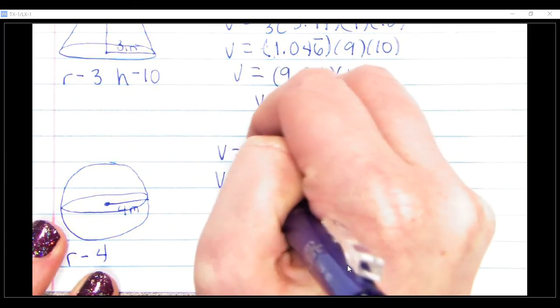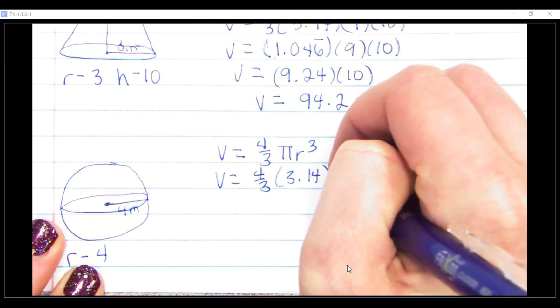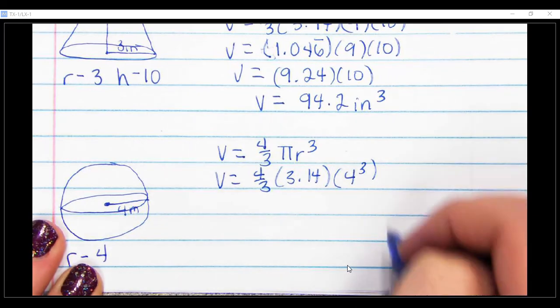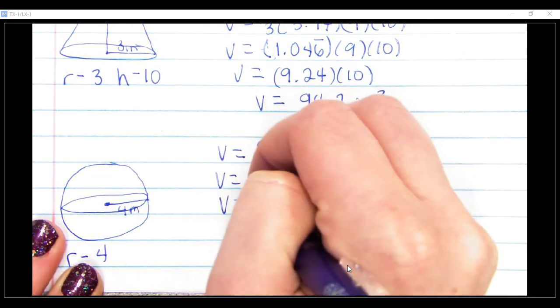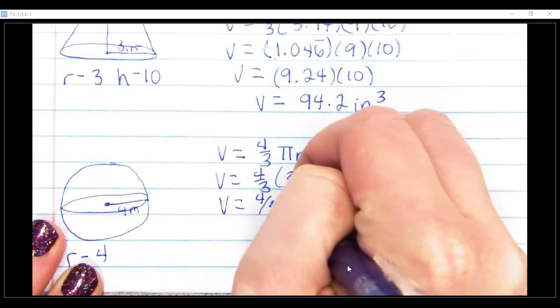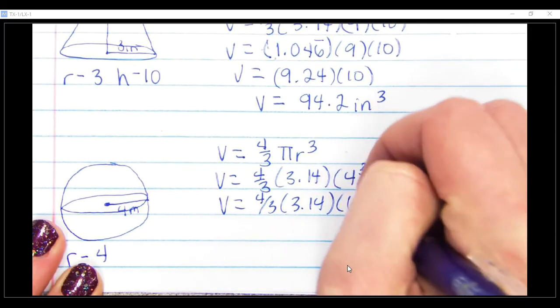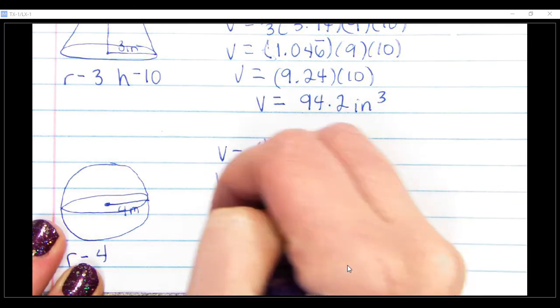So I have my 4/3. I know pi is 3.14, and I know my radius is going to be cubed in this case, and this is my first example, or first thing I'm going to do. So I have 4 cubed, which is going to be 64. And then I multiply going across.